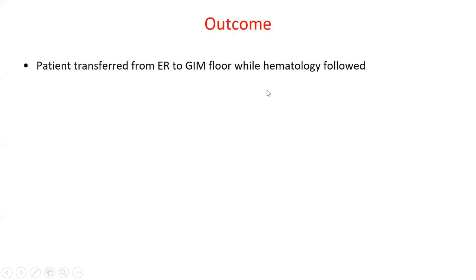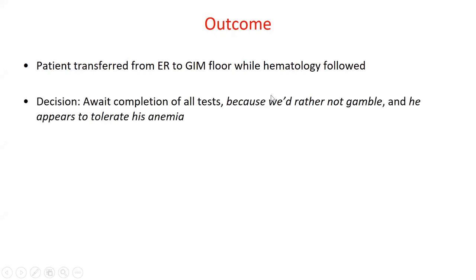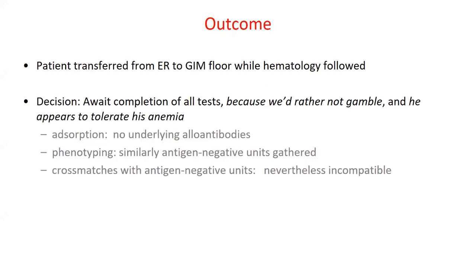So this patient transfers to the floor while hematology is following him. And a decision was made to await the completion of all the tests because nobody wanted to gamble and he appeared to be tolerating his anemia. The problem is it takes 2 points to make a line and 3 points to determine a nonlinear slope, an accelerated destruction situation, for example. And unfortunately, nothing got specified beyond the default of next morning blood work and routine vital signs.